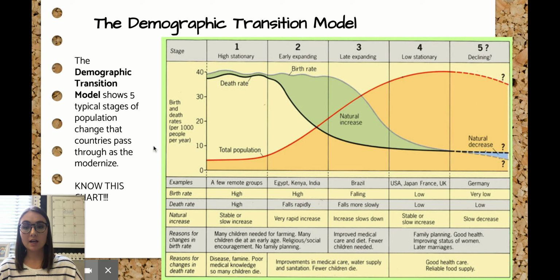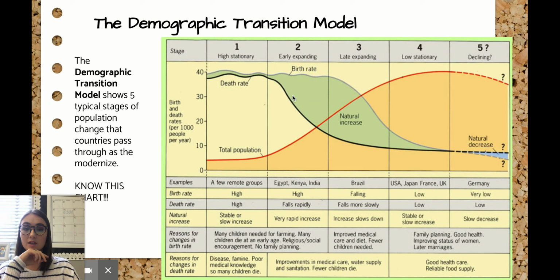So stage 1 is characterized by a high birth rate, which is this purple line, and a high death rate. And so their population is generally stable, pretty low, and its rate of natural increase is slow. There's not a big increase if there is one at all. There aren't really any countries that are still in stage 1. There are a few remote groups of people, but not full countries that are still in stage 1.